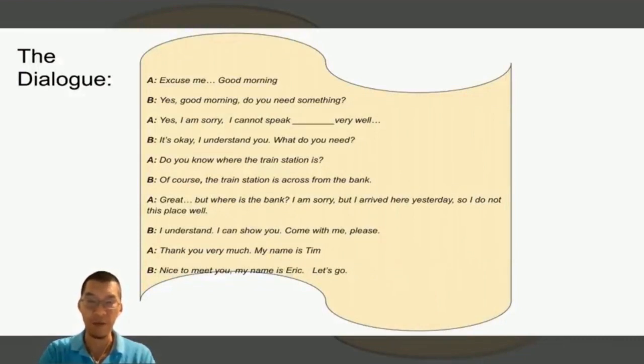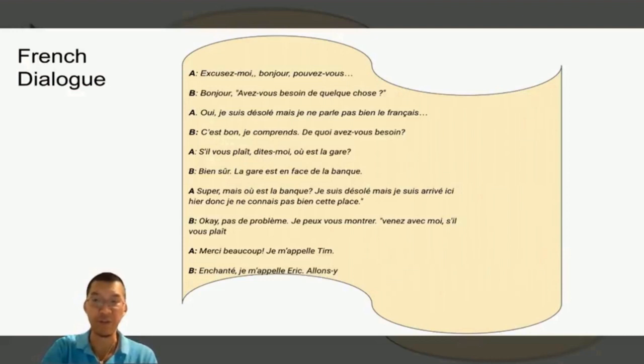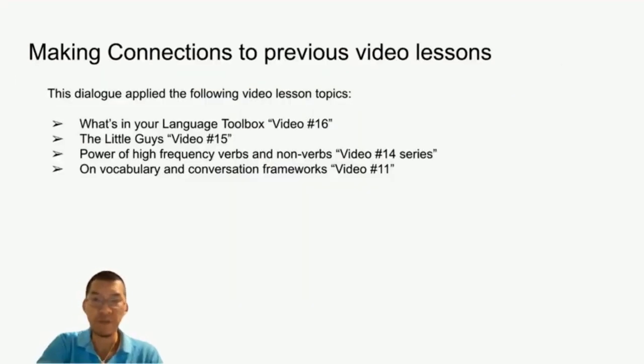Okay, in brief, here is the dialogue that I created to synthesize and allow applications for all the things that we've learned so far in this series. And here is the French version of that. To put it all together, here's some connections that we can make to previous video lessons. So in this dialogue, I deliberately created some phrases and integrated vocabulary words from these different video lessons. So from What's in Your Language Toolbox, video number 16, The Little Guys video number 15, Power of High Frequency Verbs and Nonverbs in video number 14, and on Vocabulary and Conversation Frameworks, video number 11. My ultimate goal is to continue to spiral back so that you can see how everything is connected as we walk down this journey of learning your target language.